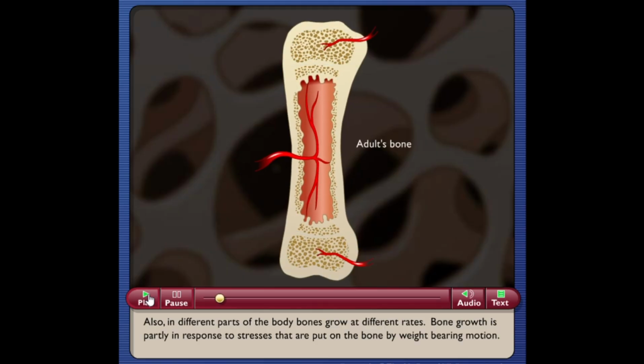Bone growth is partly in response to stresses that are put on the bone by weight-bearing motion. The simple acts of walking, running, jumping, and lifting heavy objects put strain on bones that results in increased bone density.